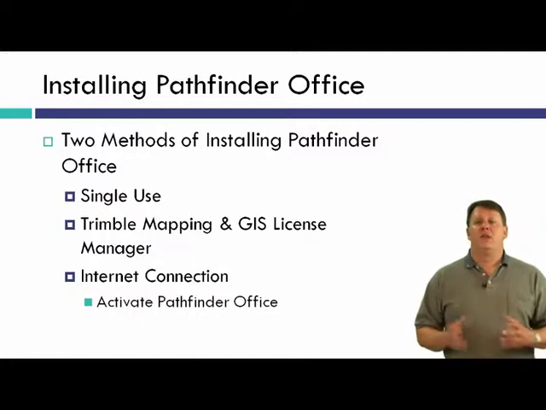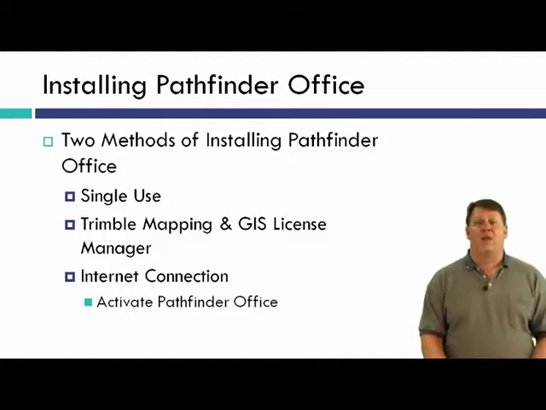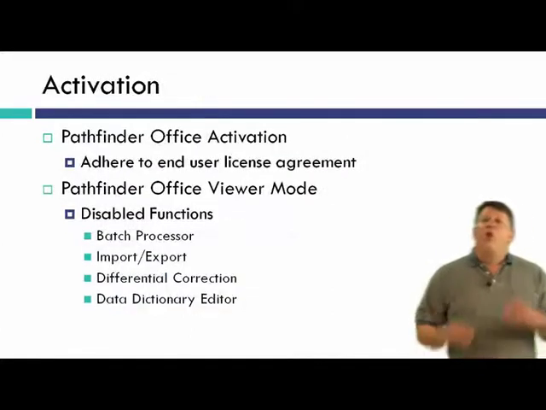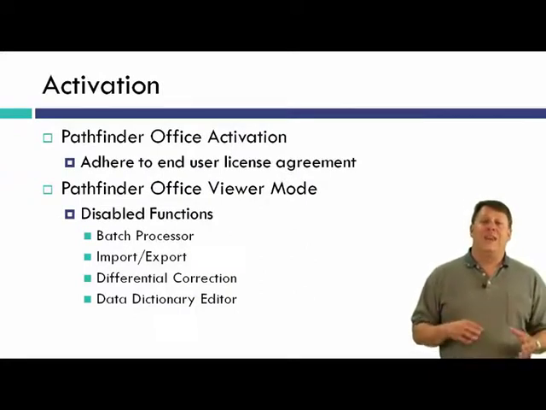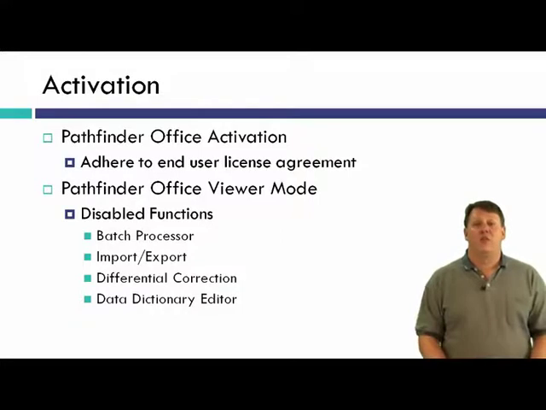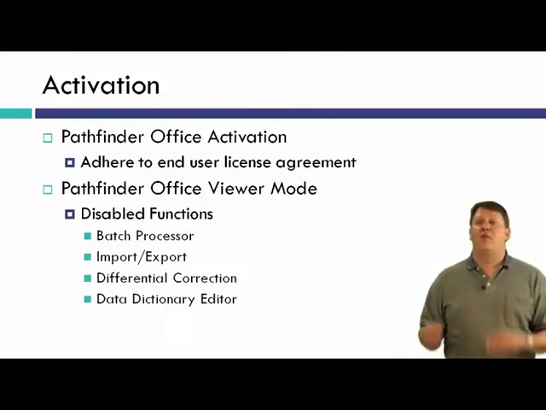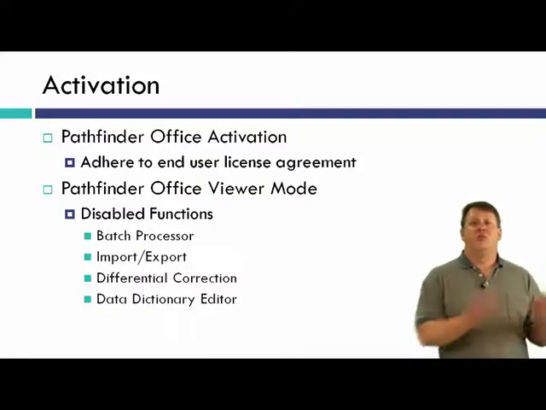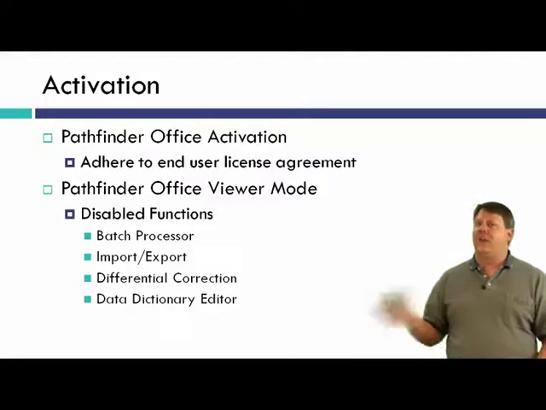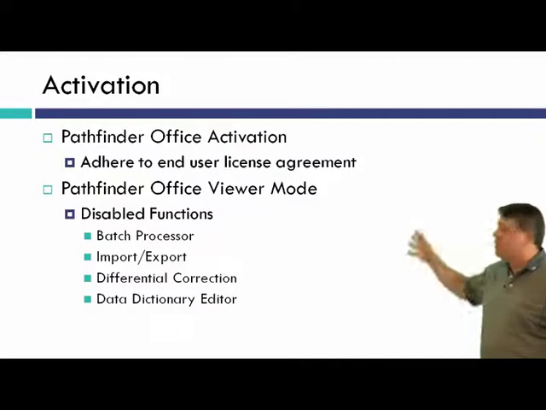The reason why we're given these options is that, using an internet connection, we actually now have to activate the Pathfinder Office software. Pathfinder Office software activation makes sure that we adhere to the end user license agreement. If you have to install Pathfinder Office on multiple computers, you can do so. Let's say you've got field crews who need to go out, collect data, download it, and email it to the office. Then you can install Pathfinder Office in something known as a viewer mode.